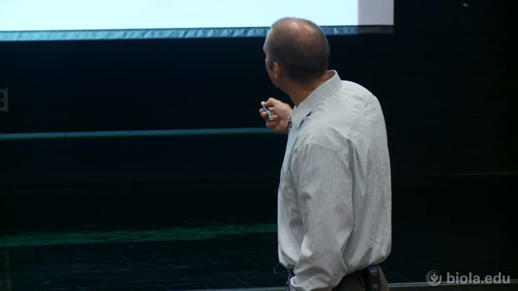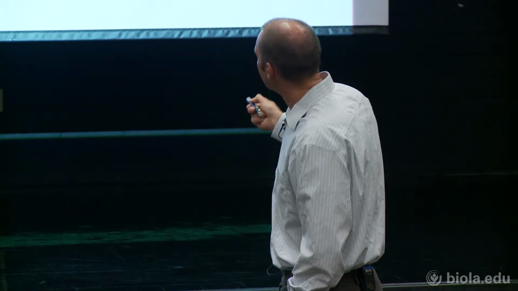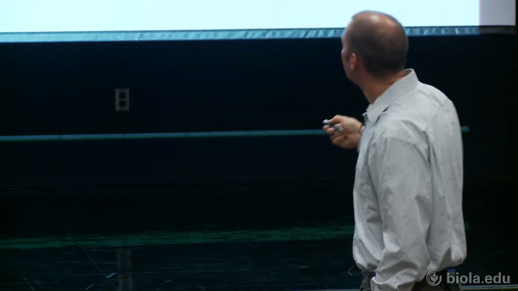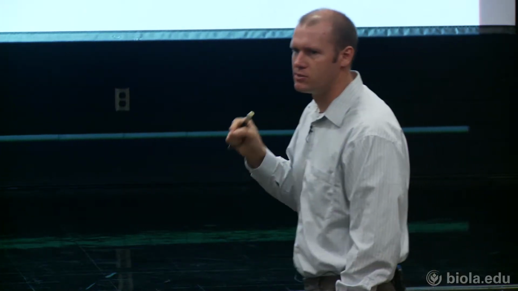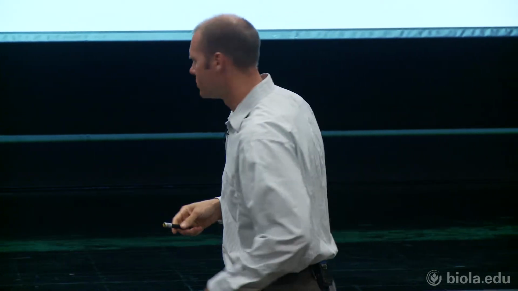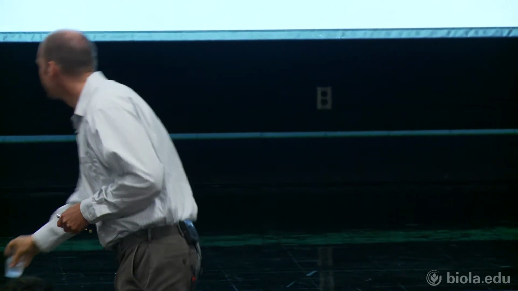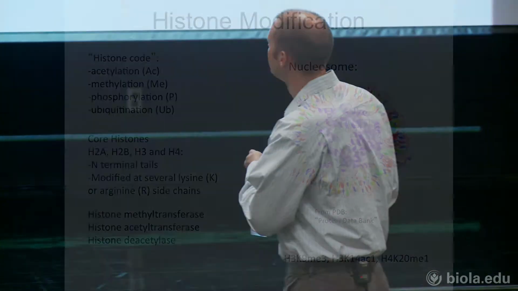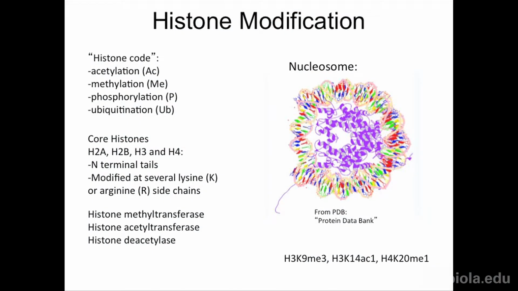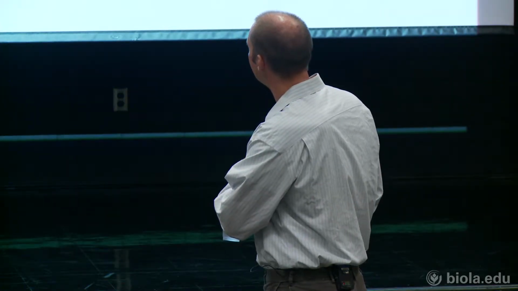And you can modify these tails. So one of the tails is really obvious in here. Here's one of those N-terminal tails of one of those histones. So there's 8 histones, there's 8 tails that are sticking out. And you can modify that by sticking residues onto it. They're stuck on at very particular sites. They're usually modified at lysine. The abbreviation for lysine is K, or arginine side chains. So any lysine or arginine that is existing in that amino acid sequence is possible to be modified. And you can modify it in a couple of different ways.